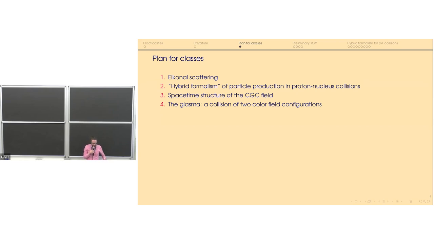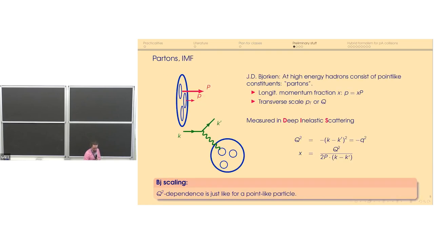So today the idea is eikonal scattering, which is high energy scattering. And then tomorrow we go to actual proton nucleus collisions. Before we go to eikonal scattering, a few terminology or background notes.